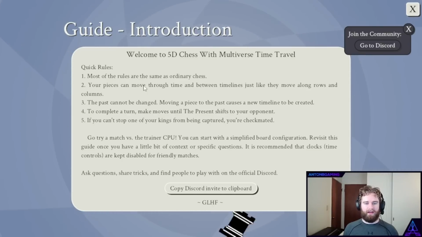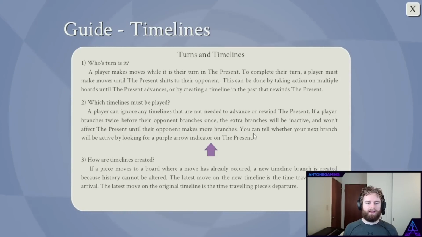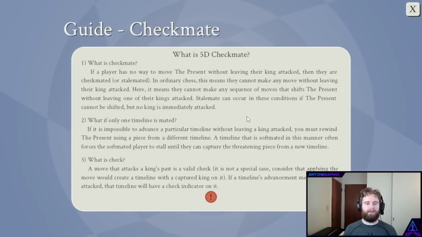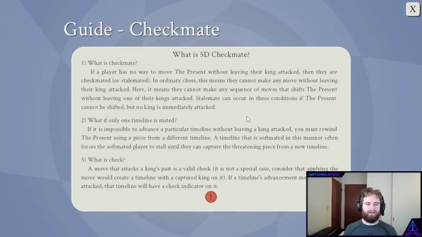Pieces can move through time and between timelines. The past cannot be changed. Moving a piece to the past causes a new timeline to be created. To complete a turn, make moves until the present shifts to your opponent. Standard pieces. Player can ignore any timelines that are not needed to advance or rewind the present. If a player has no way to move the present without leaving their kings attacked, then they're checkmated.